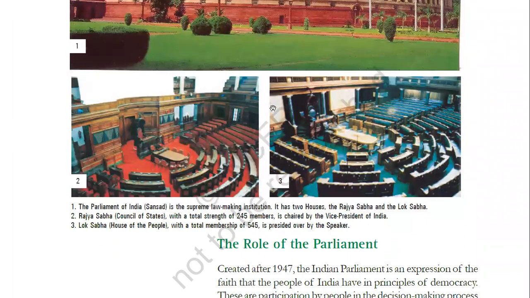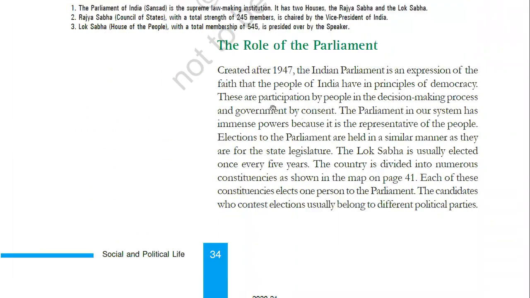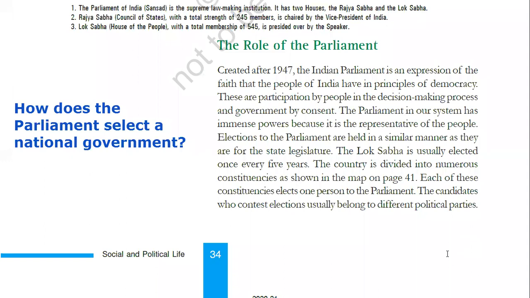For the next question, we'd go to page number 34, the role of parliament. And the question would be, how does the parliament select a national government? So the point number one would start from here.